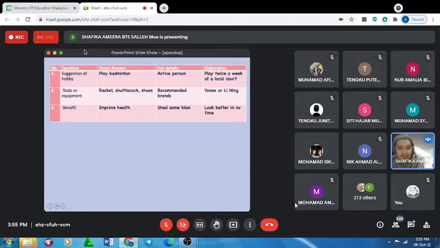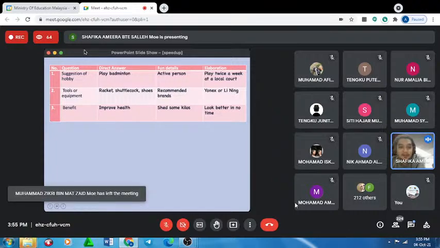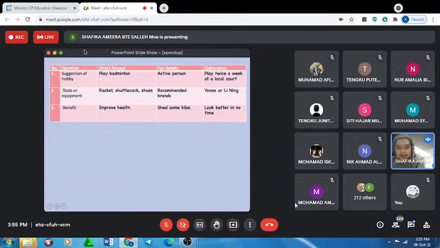And then question number 3, benefit. The direct answer here for benefit is number 1, improve health. For fun details, shed some kilos. So maybe he says the person Adam is a bit plump, a bit on the overweight side, meaning a bit chubby. He is teasing because it's his friend. So he says maybe you want to shed some kilos, right? And then elaboration, look better in no time.